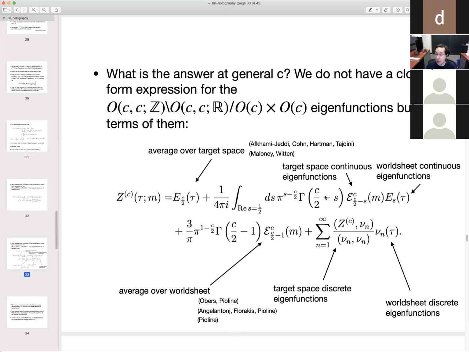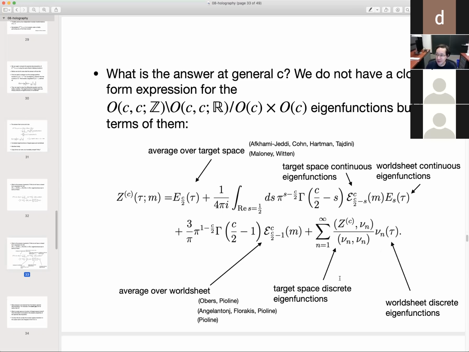Finally, there'll be two infinite terms. One, there'll be continuous eigenfunctions of the worldsheet and continuous eigenfunctions of the target space. And the eigenvalues of these continuous eigenfunctions will be correlated in precisely the way that this differential equation that I showed earlier demands. And finally, there'll be an infinite set of sporadic discrete worldsheet eigenfunctions and an infinite set of sporadic discrete target space eigenfunctions, again with eigenvalues correlated in this way.